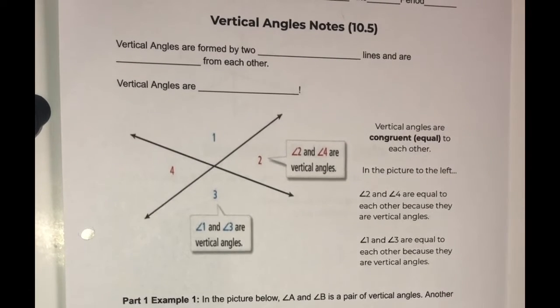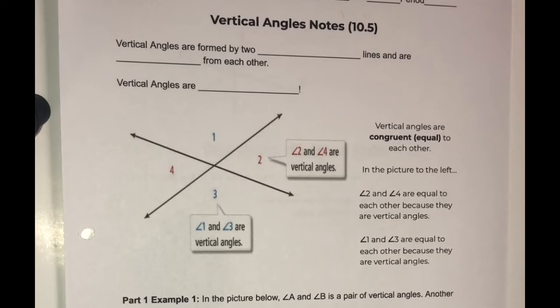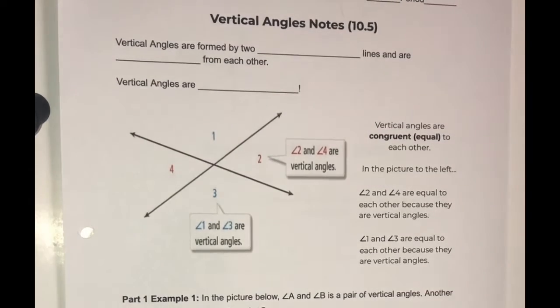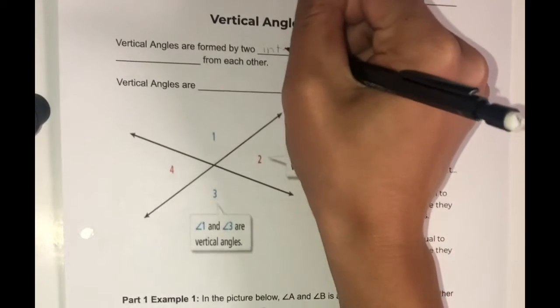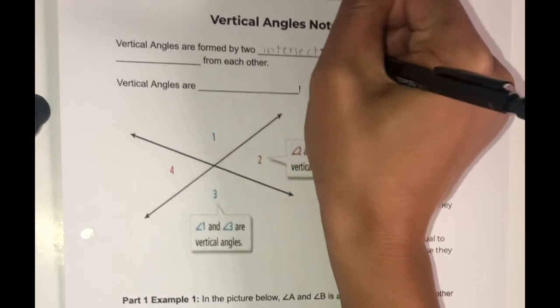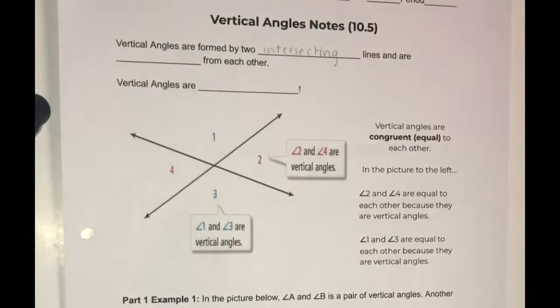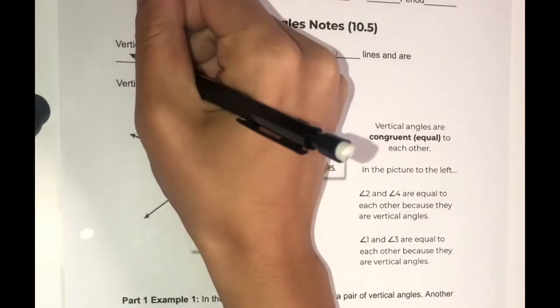We're going to continue learning about vertical angles today. Yesterday, you watched a video with Miss Greif that was an introduction about vertical angles, and now we're going to look at the notes. So, vertical angles are formed by two intersecting lines and are opposite from each other.